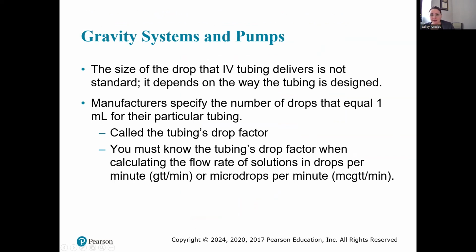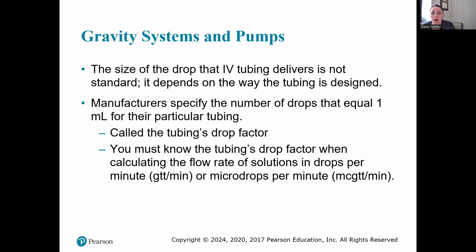All right, so gravity systems and pumps. The size in your tubing for the drip chamber, for the hole that pulls the fluid from the bag into the drip chamber, the hole is not standard. So however many drops equal 1 milliliter is different. Manufacturers specify the number of drops that equal a mil for a particular tubing. It's found on the bag, just so you know. When you grab your IV tubing, it'll tell you how many drops per mil and how many mils per minute it can give the infusion.